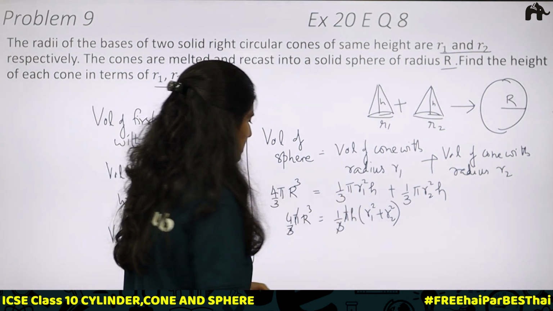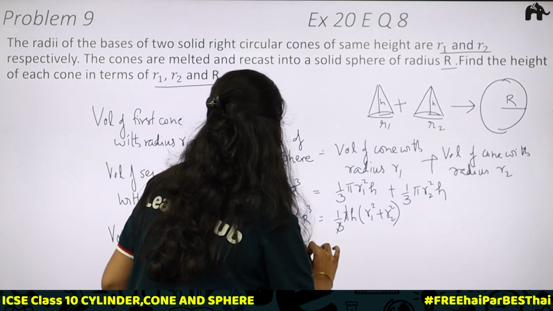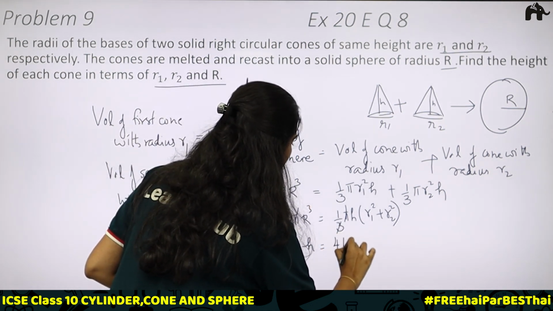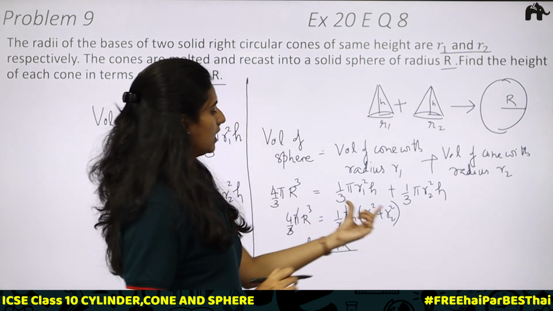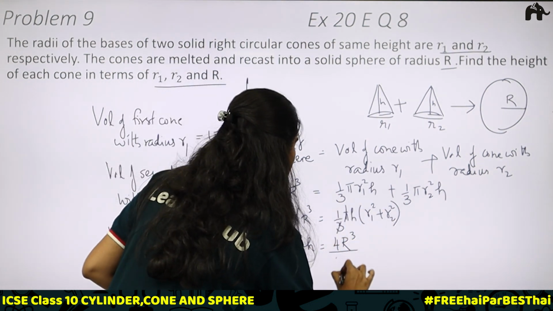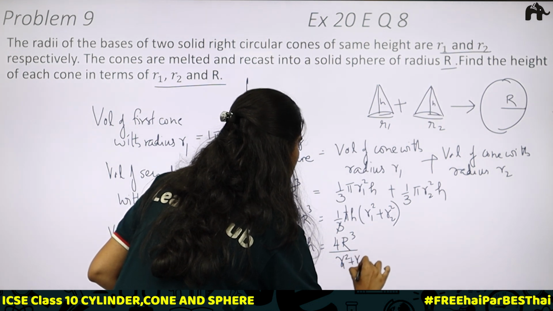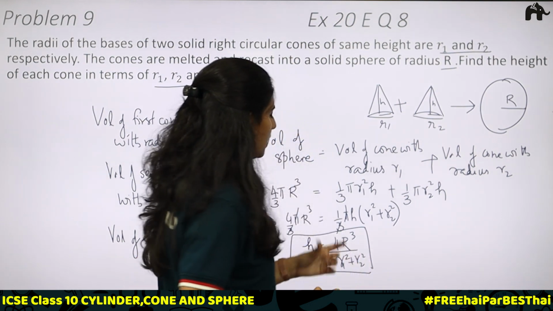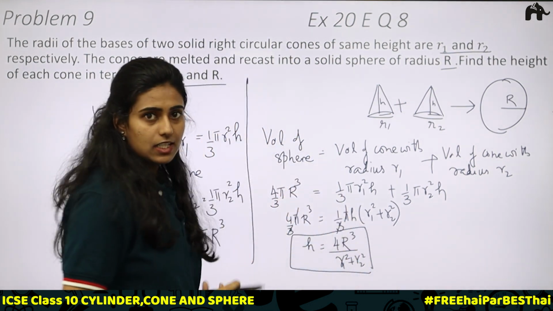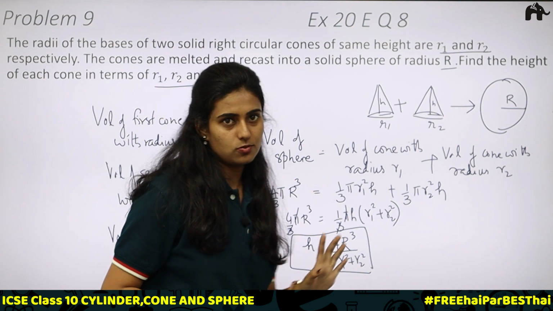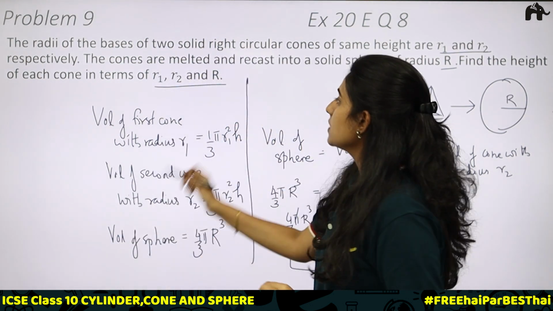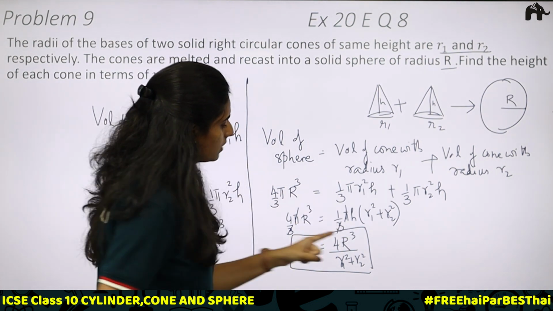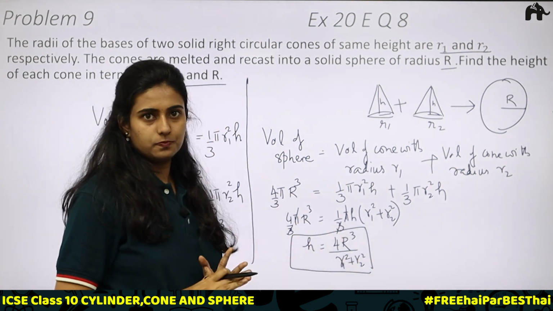This 3 and this 3 can be cancelled. We'll be having h is equal to, on the left hand side we have 4R cube divided by, taking these terms to the denominator, that is R1 square plus R2 square. The required height of cones will be 4R cube divided by R1 square plus R2 square. Here we are asked to find the height in terms of R1, R2 and capital R. We have height in terms of capital R, R1 and R2.